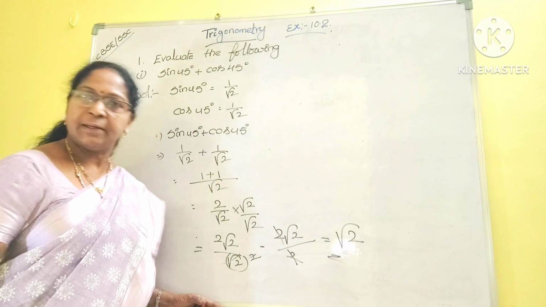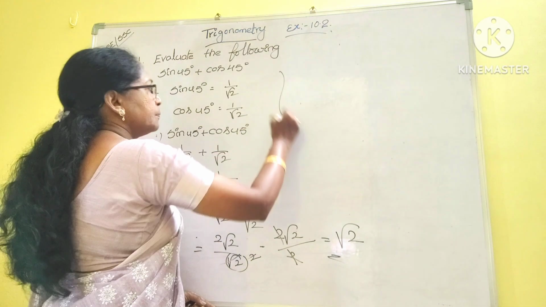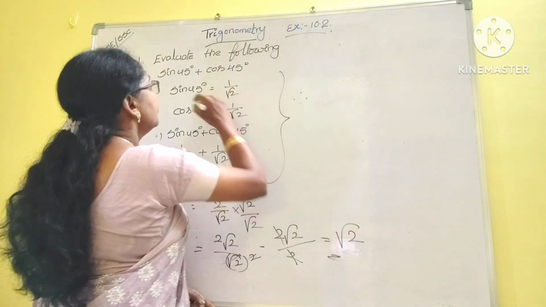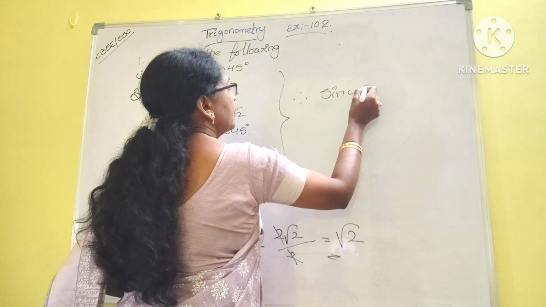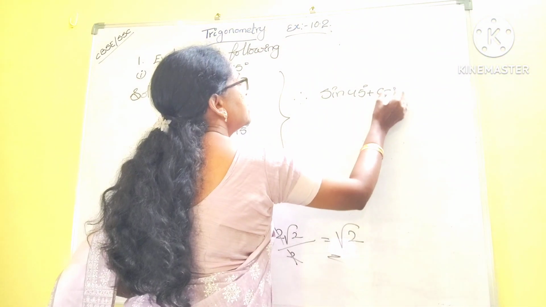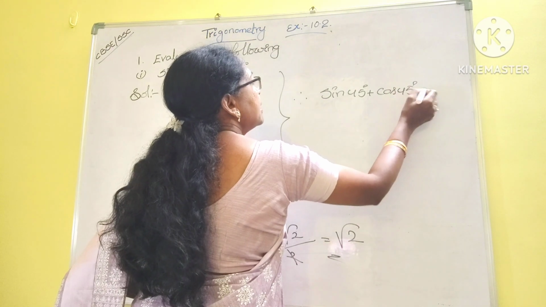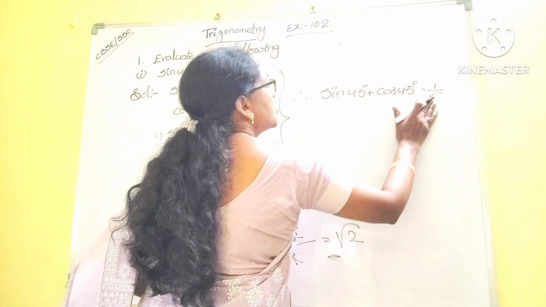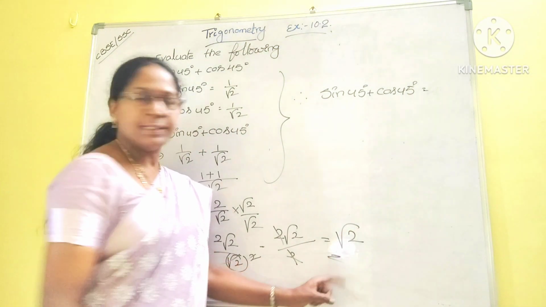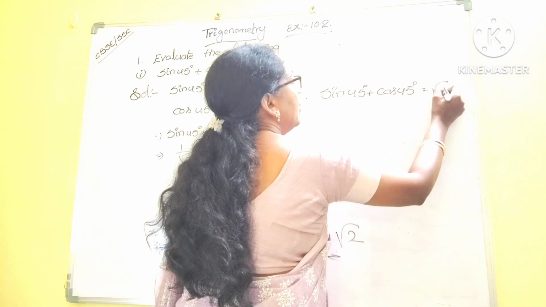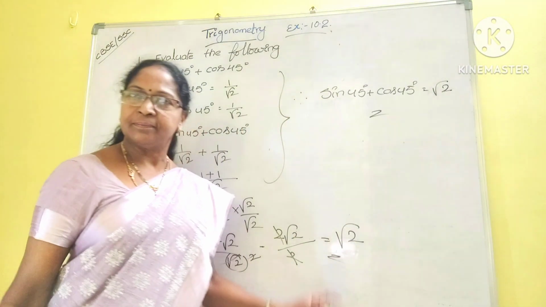This is the answer. Therefore, sin 45 degrees plus cos 45 degrees, what did we get? Root 2 is the answer. Just write root 2. This is the answer.